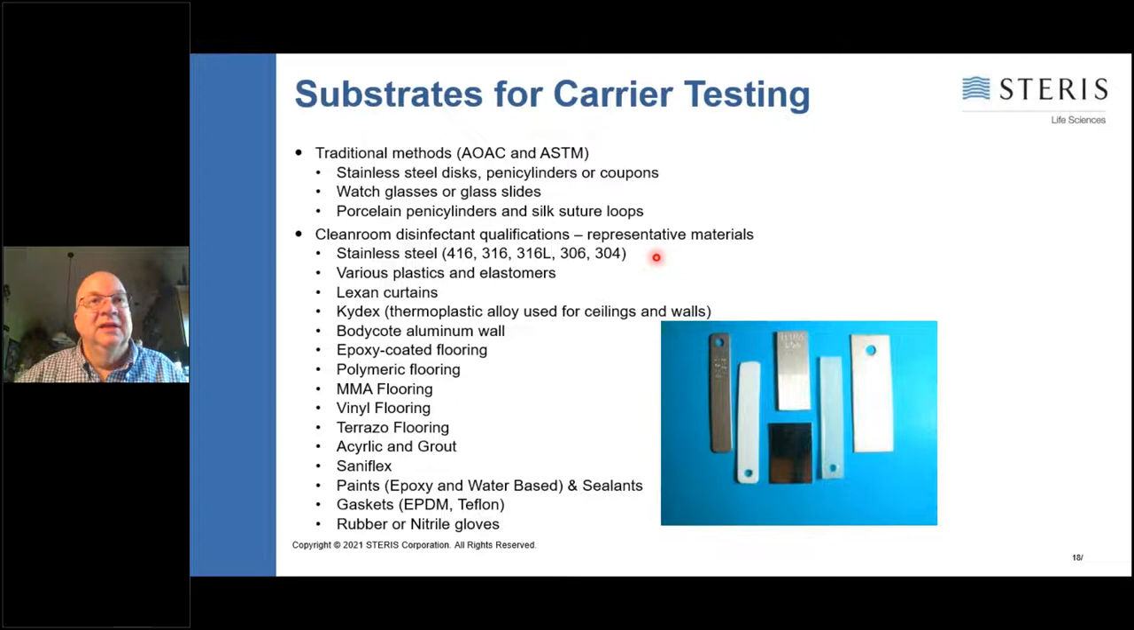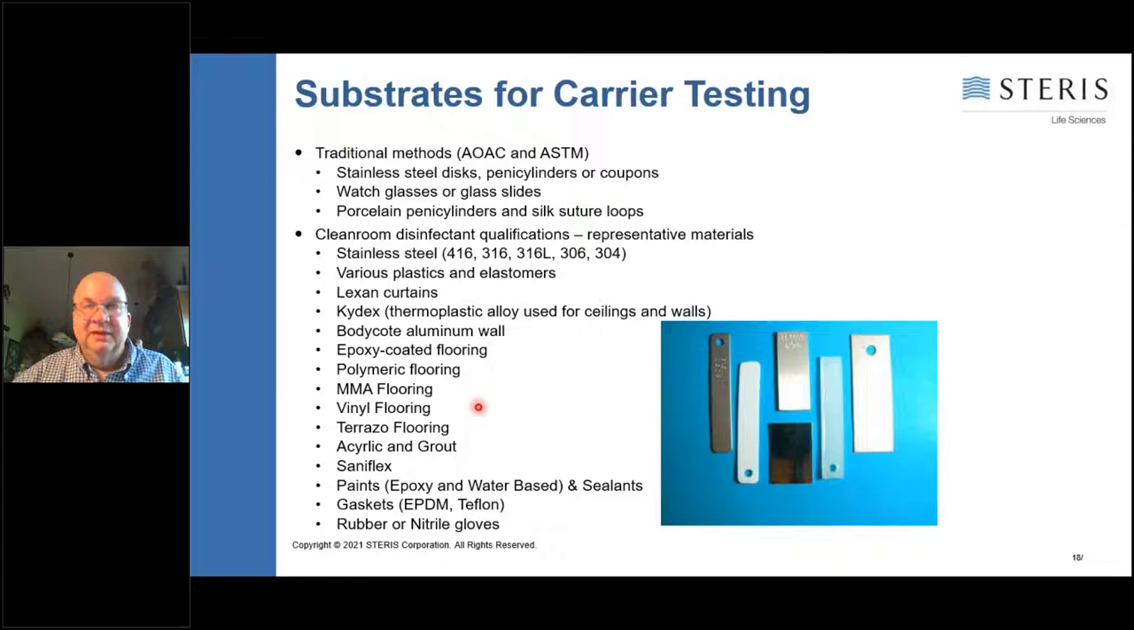So some of the examples of surfaces you might include would be different grades of stainless steel. 304 and 306 are typically worst case. Various plastics and elastomers, Lexan, very common with curtains in the clean room. Kydex, which is a thermoplastic. Body coat aluminum, epoxy, polymeric, MMA, or vinyl flooring. Maybe even terrazzo flooring. So the flooring is going to be whatever is common in the clean room area.